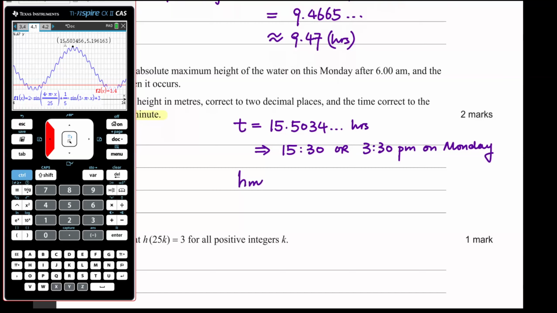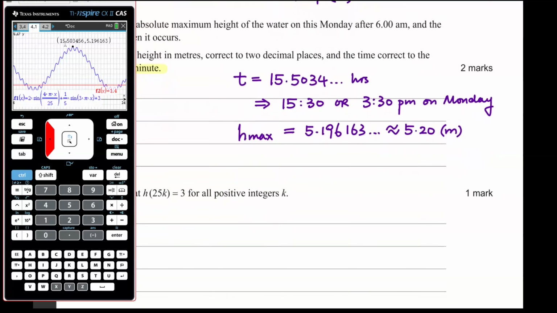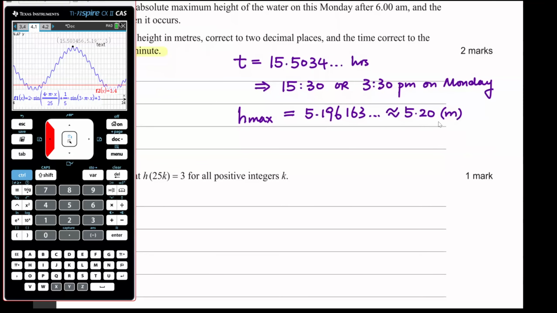And the H max equals 5.196163, rounded to 2 decimal places in meters. So 5.20 meters. I like this number, no? 5.20. In Chinese, that means I love you, okay? Anyway.